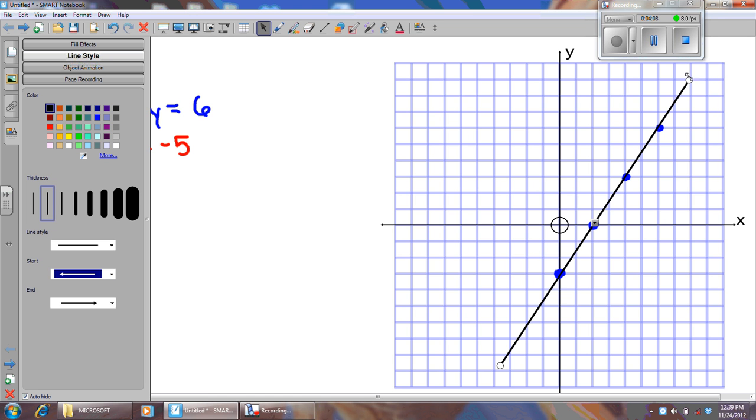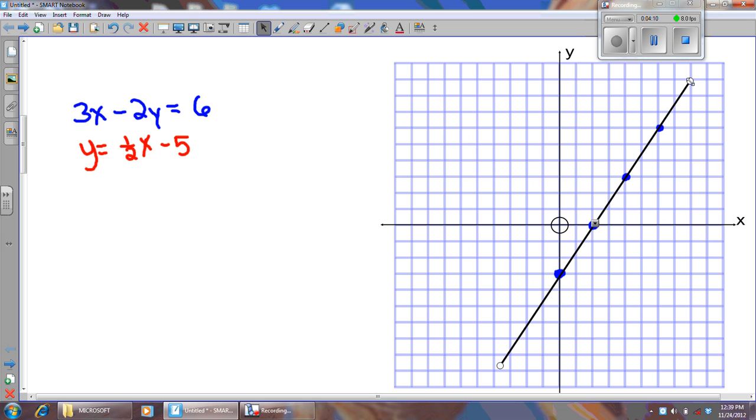So there's that line. Okay, so let's do the red line. Looks like the y-intercept is at negative 5. So that was negative 3, 4, 5 right there. The slope is rise 1, run 2. Rise 1, run 2. Like that.